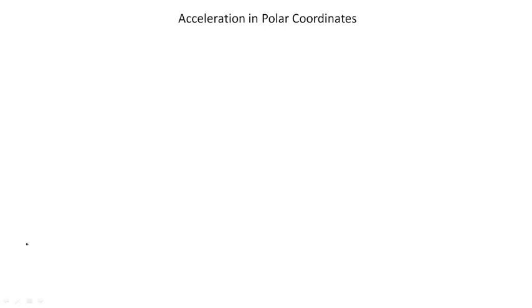Hello everyone. Today we will discuss the acceleration in terms of the polar coordinate. Earlier you know that the instantaneous velocity in terms of the polar coordinates was defined like v is equal to vr unit vector r plus v theta unit vector theta. Here vr is the radial part of the velocity and v theta is the transverse part of the velocity.